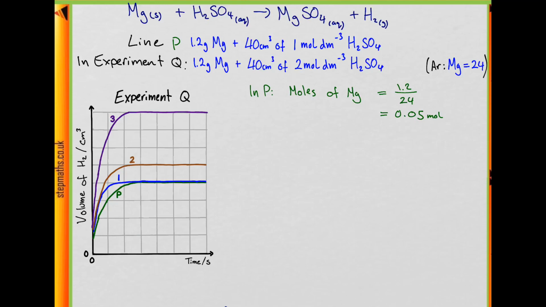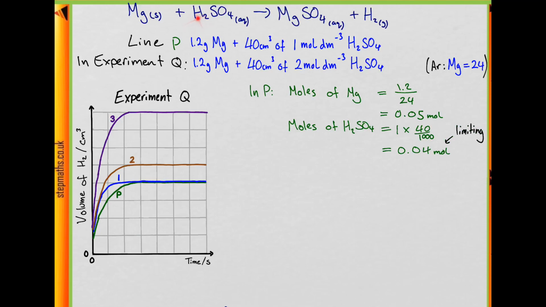So we have our moles of magnesium is our mass 1.2 divided by the atomic mass 24, and that gives us 0.05 mole. And our moles of sulfuric acid will be the volume times the concentration. Remember to change the cm³ to dm³. And this will give us 0.04 moles of sulfuric acid. So we can see that we have the magnesium in excess, so our sulfuric acid is the limiting reagent.